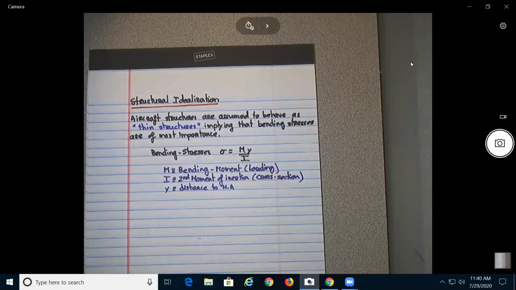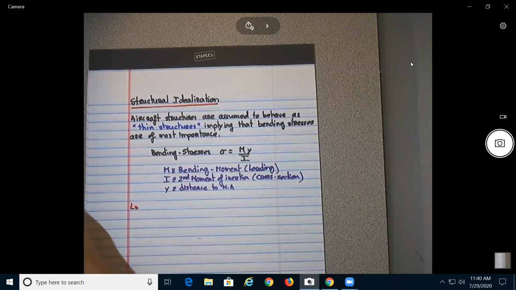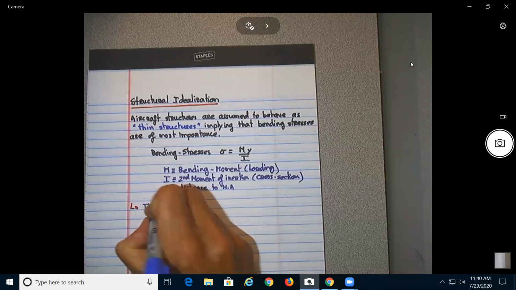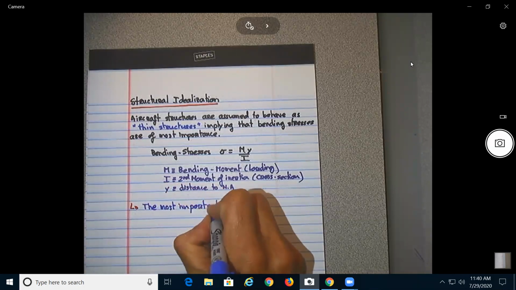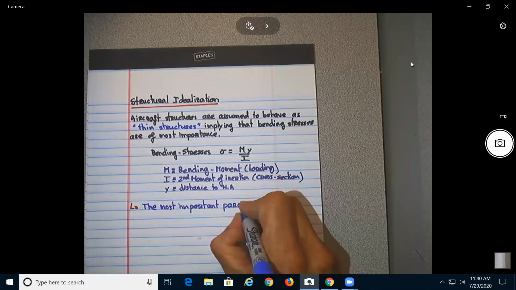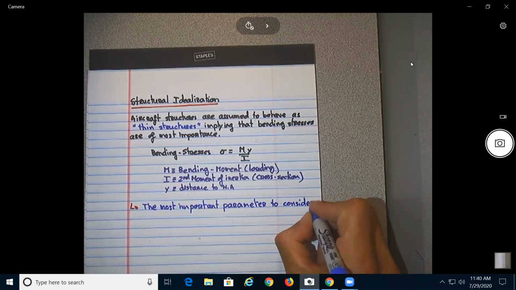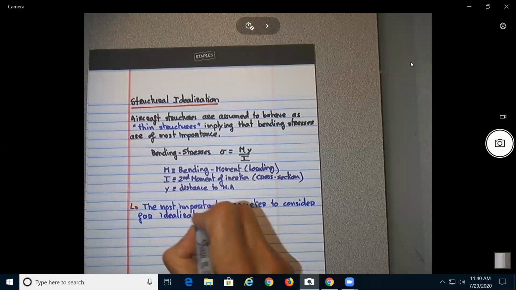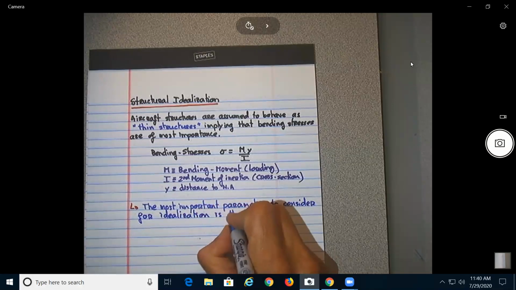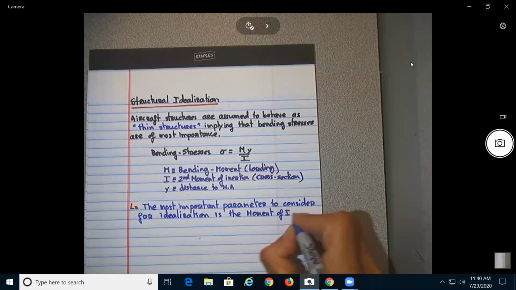So over here, let's plot that. All right, so the most important parameter to consider for the idealization is the moment of inertia.